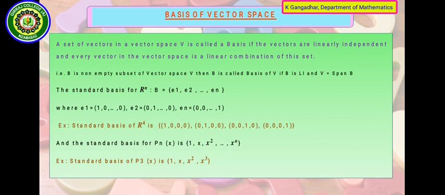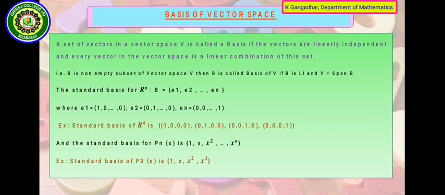The standard basis of R to the power n is E1, E2, so on En. Standard basis for R to the power n is B equal to E1, E2, so on En. So E1 equal to 1, 0, 0, so on 0, E2 equal to 0, 1, so on 0, En equal to 0, 0, 1. This is the standard basis of R to the power n.